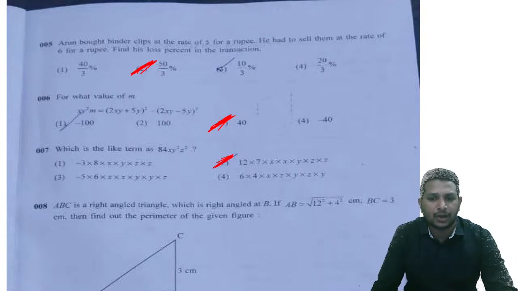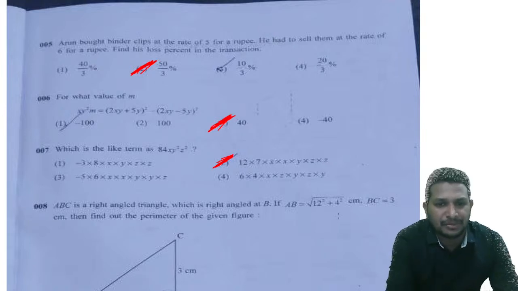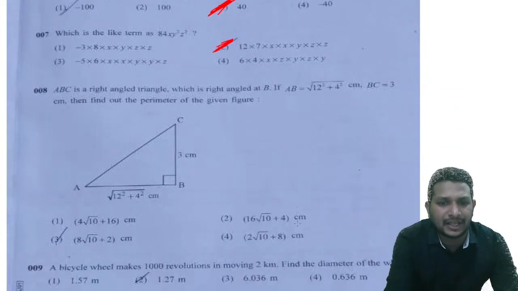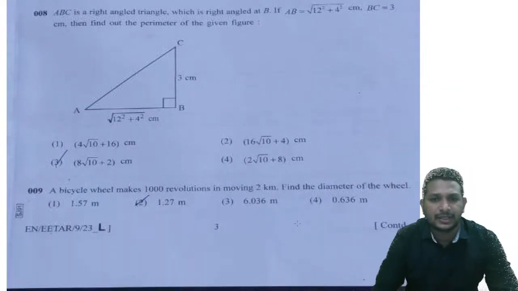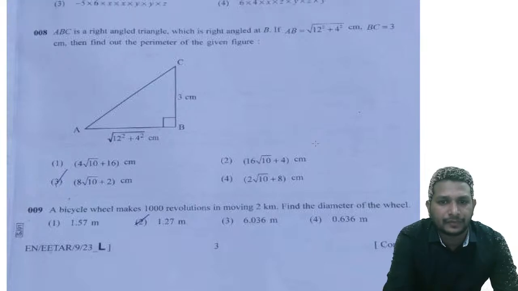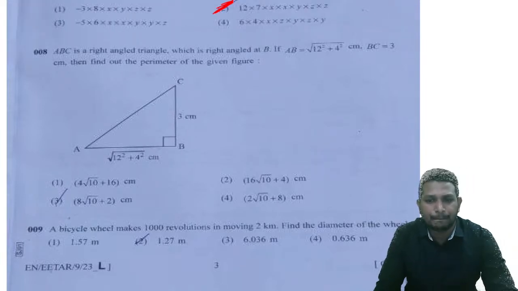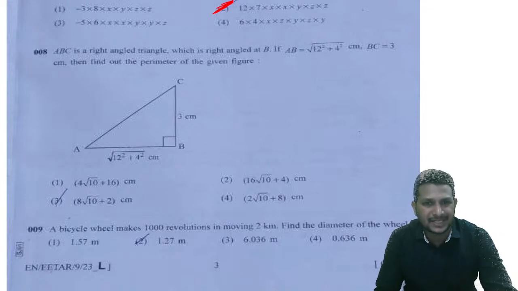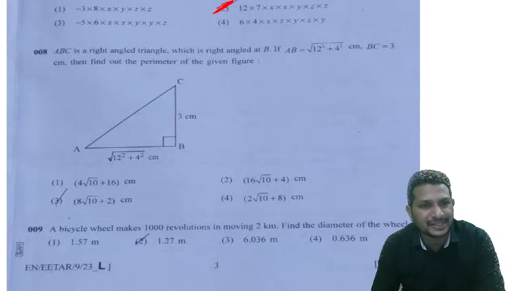Got it? Now coming to the next question, question number 8. In question number 8, they gave a right angle triangle, right? ABC is a right angle triangle, right angle at B. AB equals root over 12 square plus 4 square. BC equals 3 centimeter.